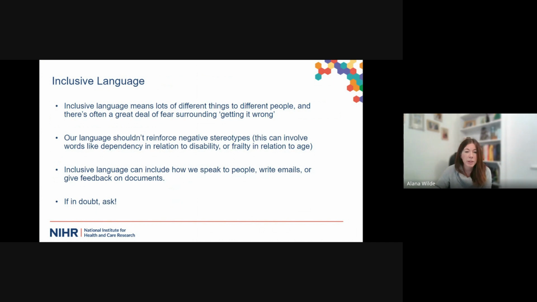And then my last point in relation to inclusive language is, if you're not sure, ask. So if you're beginning to work with someone new, you can open up a conversation about preferences and needs when it comes to communication. And that reduces the risk of communicating in ways that don't work for people or that people find particularly challenging.